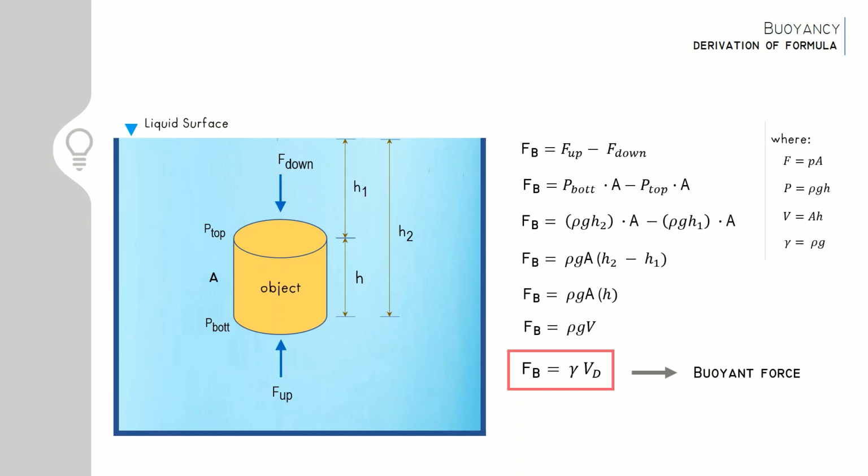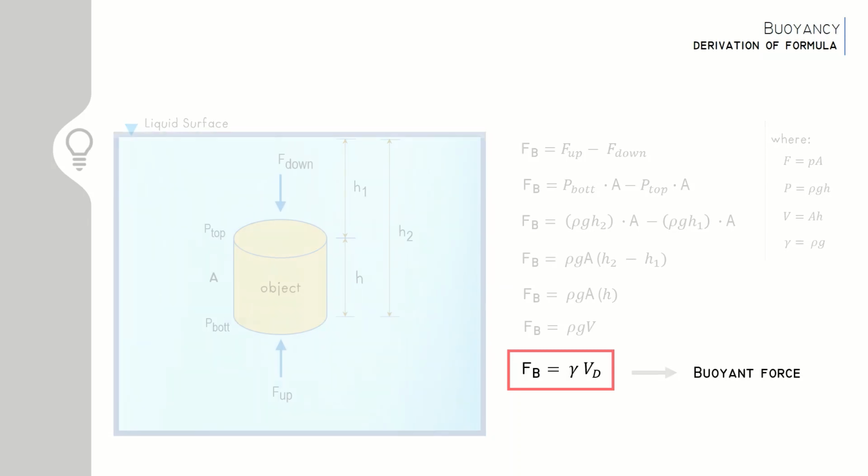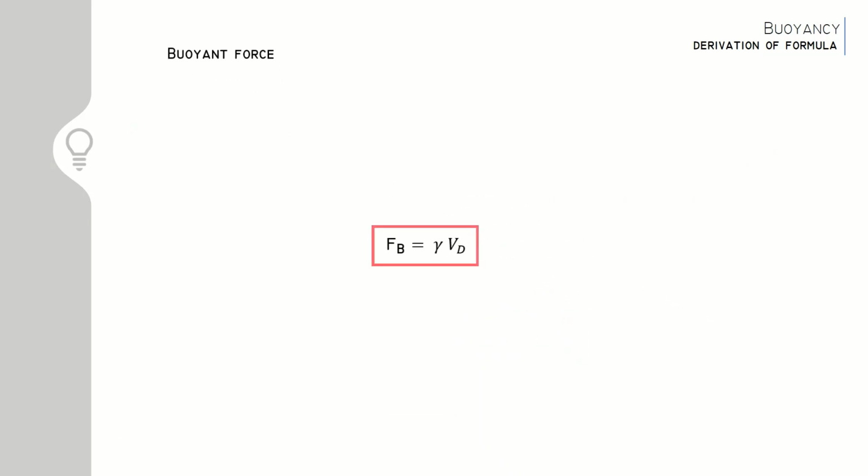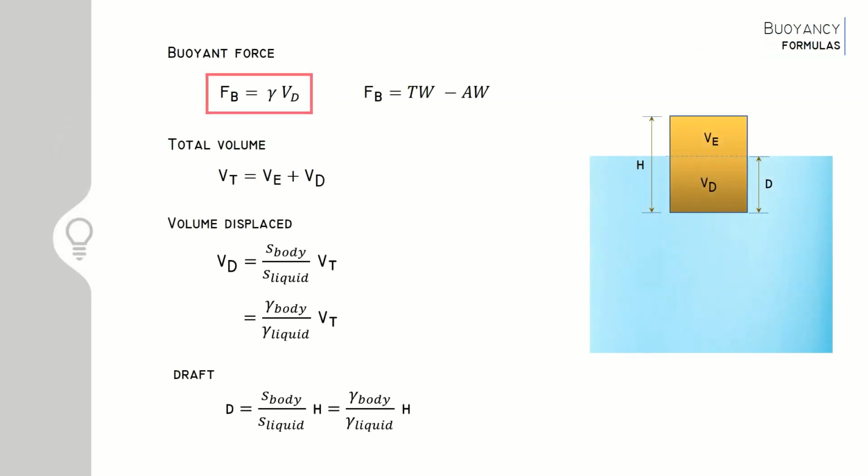Aside from the formula of buoyant force, we also have other formulas like the total volume, volume displaced, and the draft. Another formula for buoyant force is true weight minus the apparent weight, where the true weight is the weight of an object in the air and apparent weight is the weight of an object when submerged in a liquid.